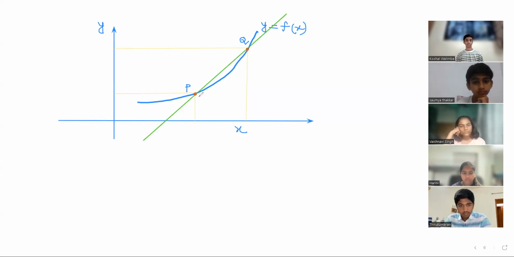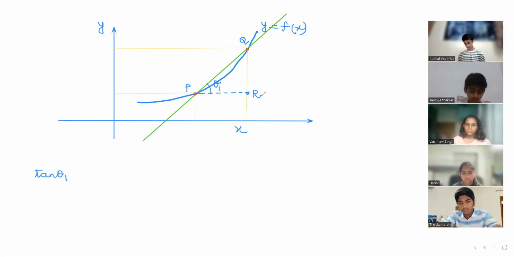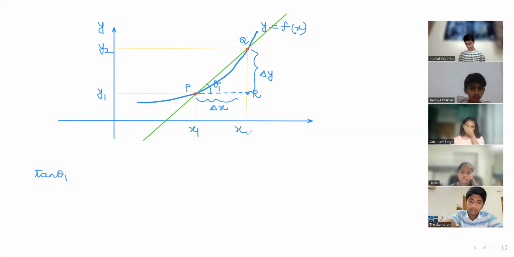And this is the slope of the secant. The slope of the secant in this case is given as, this angle is theta. Any two values, right? Let's name this angle as theta1. So tan theta1 in this triangle, let's write this as r. This is delta y. This is delta x. This is y1. This is y2. This is x1. This is x2. And this is x-axis.